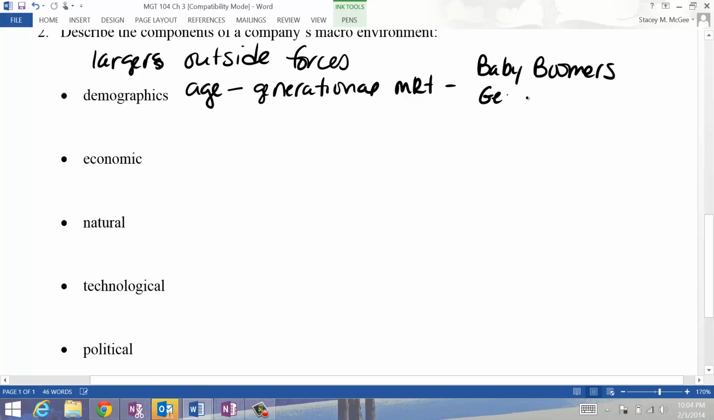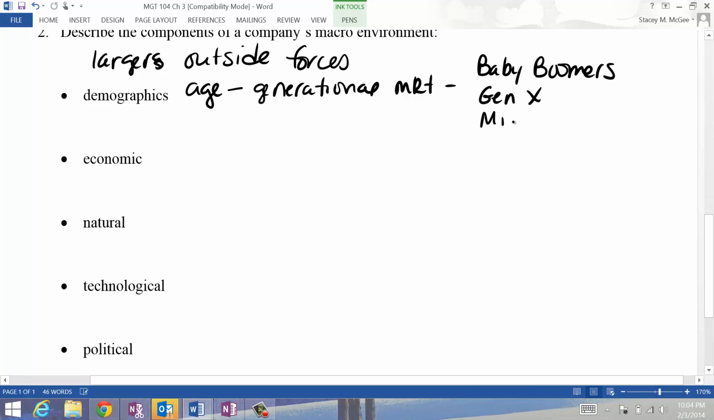You also see the Generation Xers. These are people born between 65 and 76, and they have some very unique characteristics as well. This is the first time you saw a lot of dual income families. They're very career oriented. Convenience is a big thing.